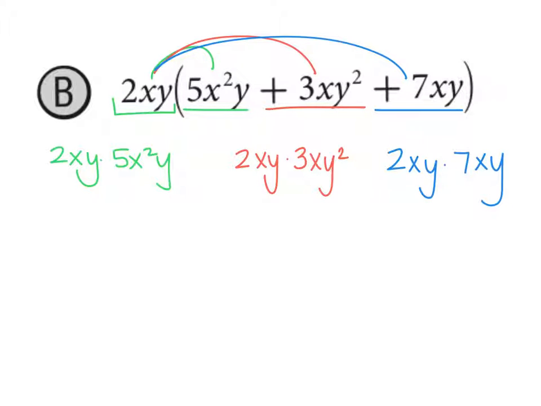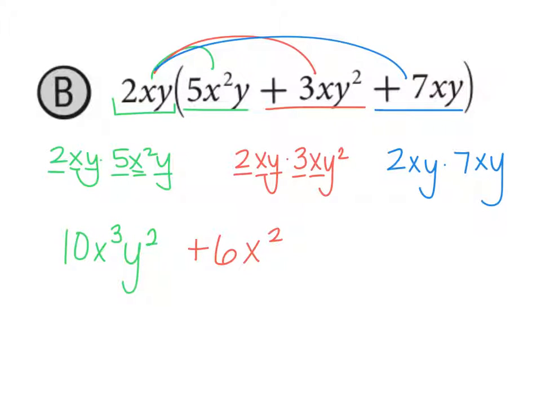And now we're just working out each problem individually. 2 times 5 is 10. I have 1, 2, 3 x's, so x to the third, and 2 y's, so y squared. 2 times 3 is positive 6, so plus 6. 2 x's, so x squared. 1, 2, 3 y's, so y to the third.